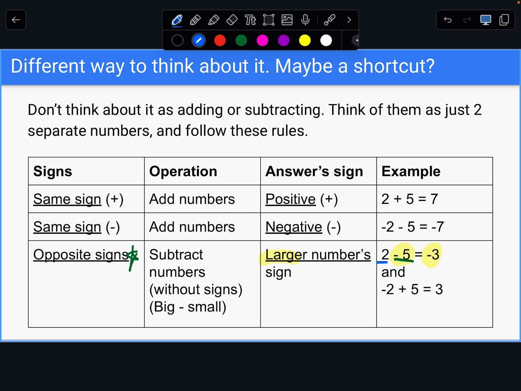If we take literally the same numbers, but we change which number has the sign, again, -2, +5, those are opposite signs.